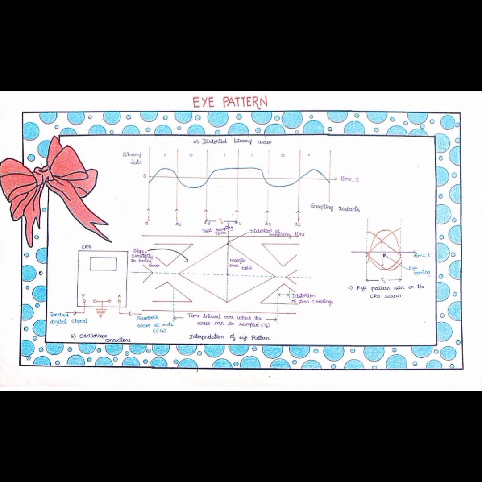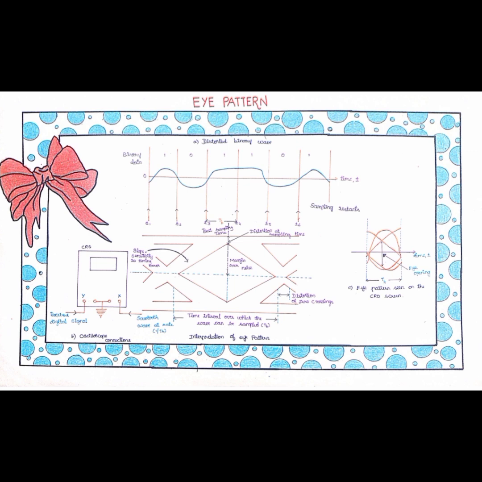First, let me define what an eye pattern is. An eye pattern, also called an eye diagram, is a graphical representation of a digital signal obtained by overlapping multiple cycles of the signal waveform on an oscilloscope. The result looks like an eye, which is why it is called the eye pattern.